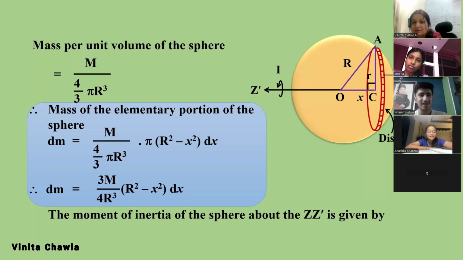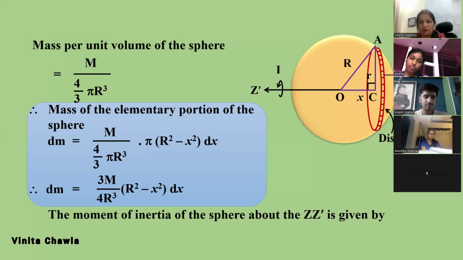Area of the disk is pi r square. And what if we want to find the volume? Then we multiply the width with the area, right? And Anushka, what is the width of the disk? dx. dx is the width, pi r square is the area. So we can write pi r square dx as the volume of the disk. So if we multiply mass per unit volume with the volume of the disk, then we get the mass of the disk, right?